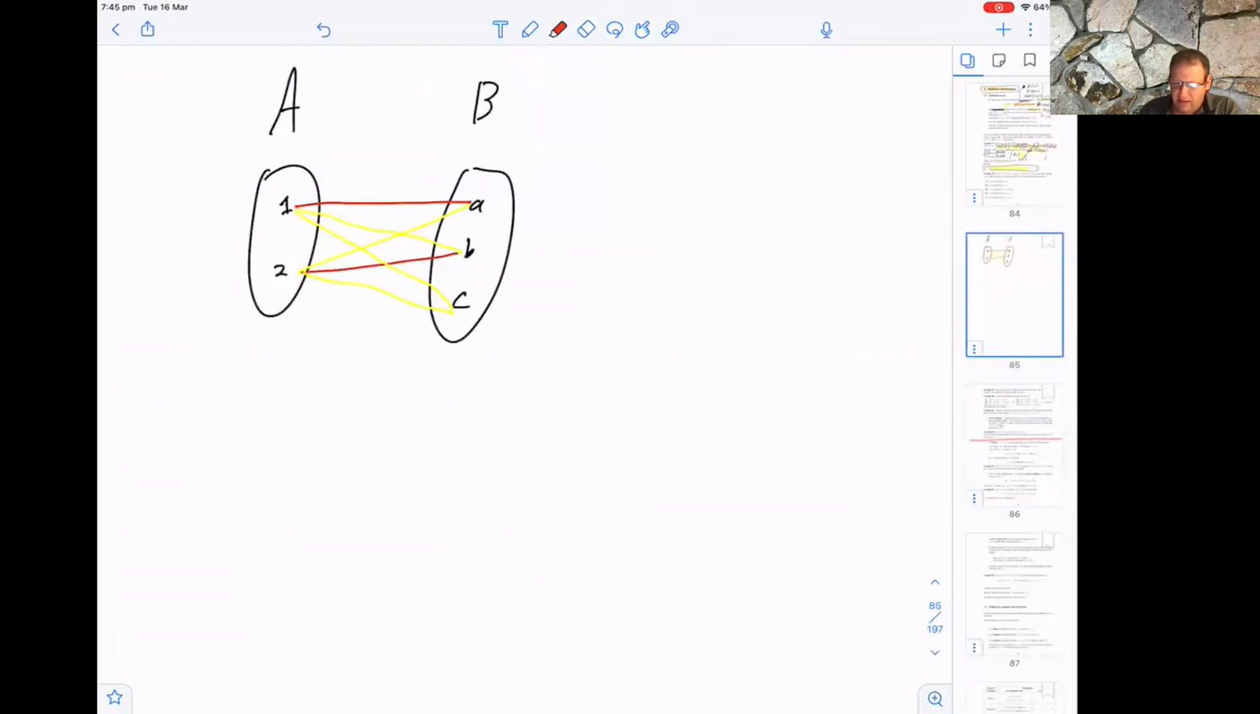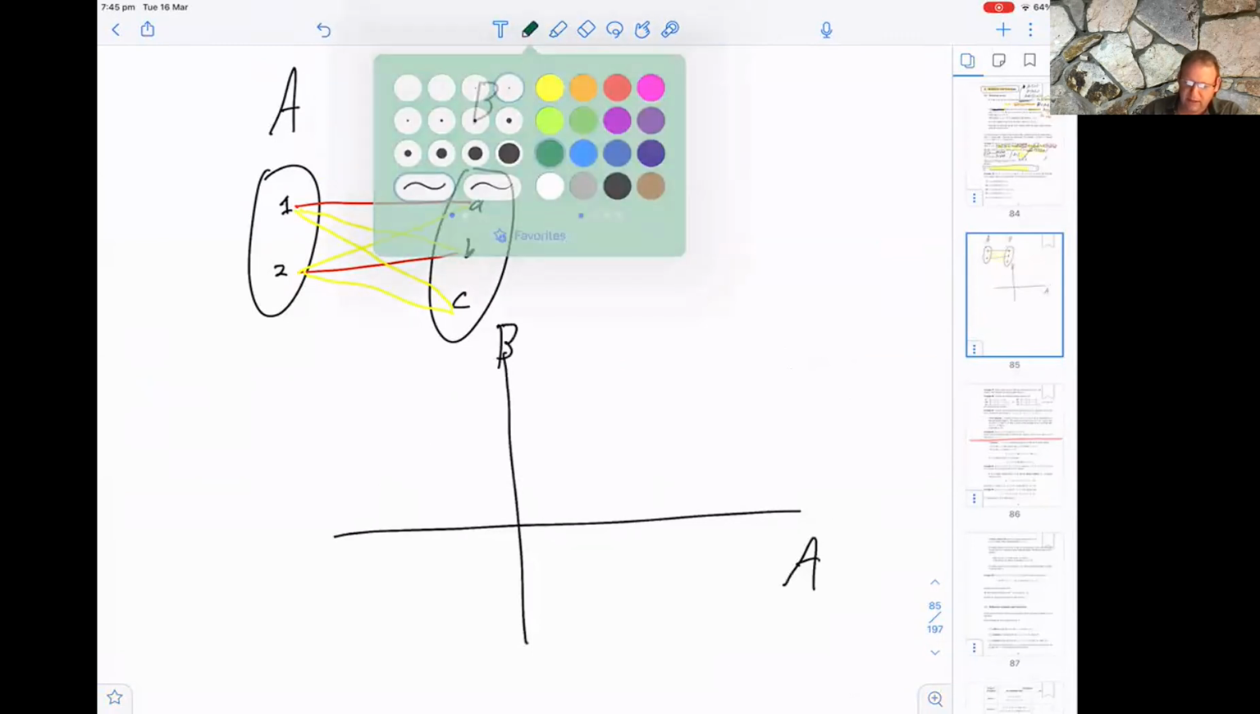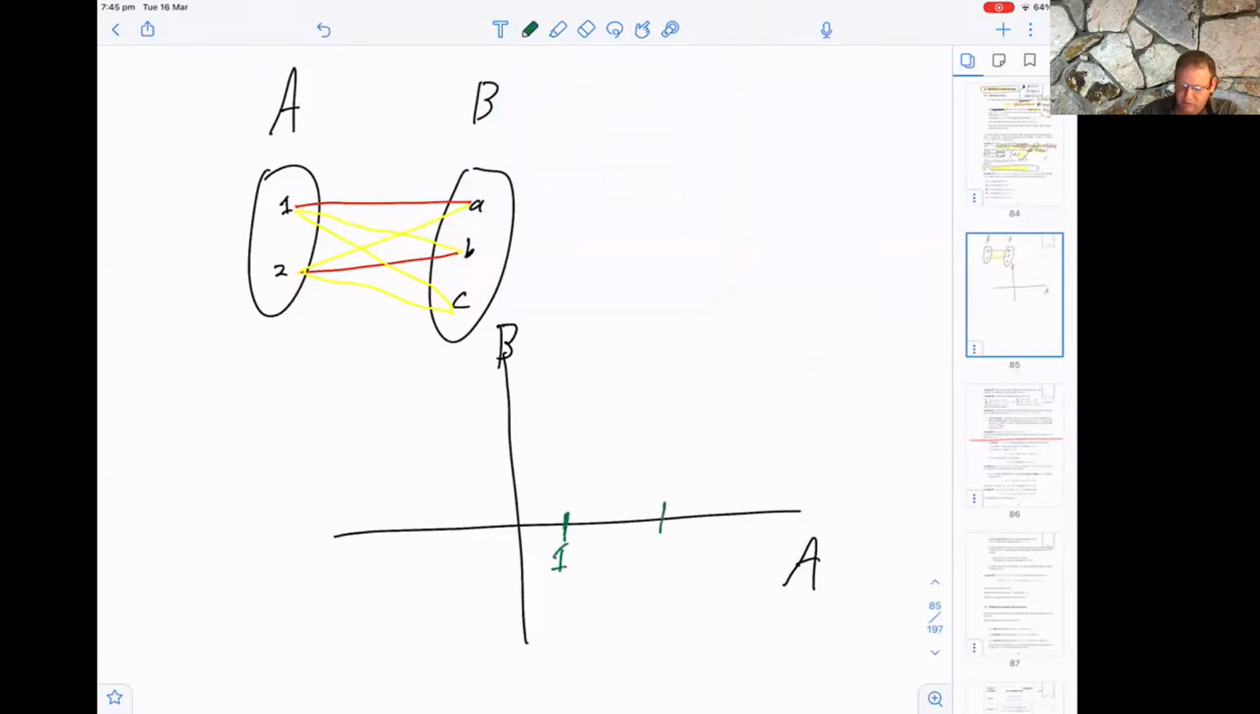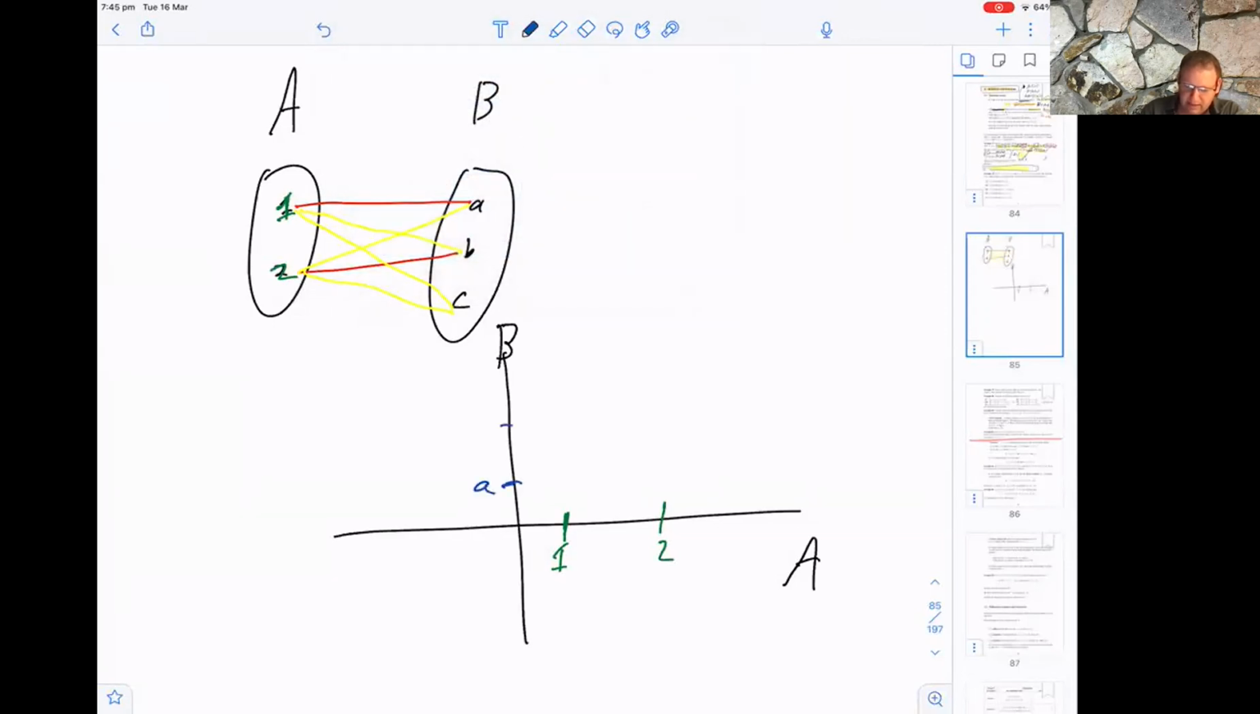Before I do that, I'm going to take this AB thing and draw an axis. I'll call this the set A axis, and this the set B axis. You might have drawn functions with x on one axis and f of x on the other, but now we're in general sets. In this case, it's still a small, simple set. So A will have the elements 1 and 2, and B will have the elements, for example, a, b, and c.